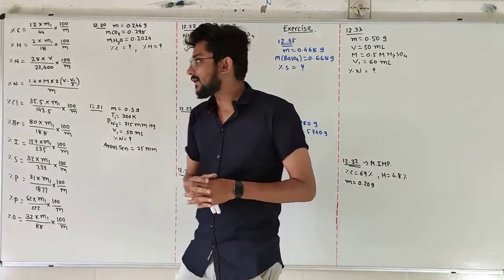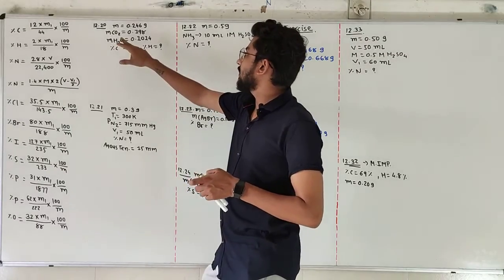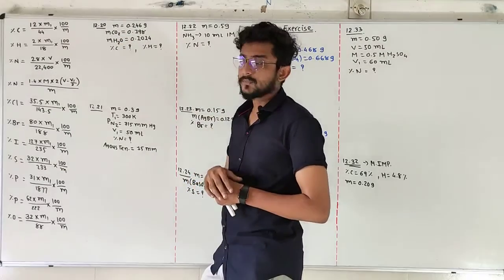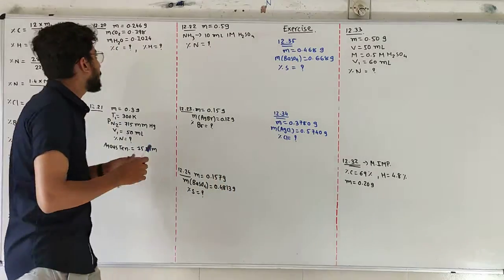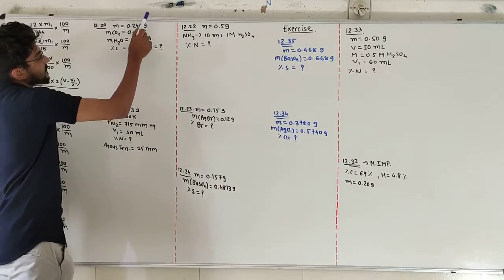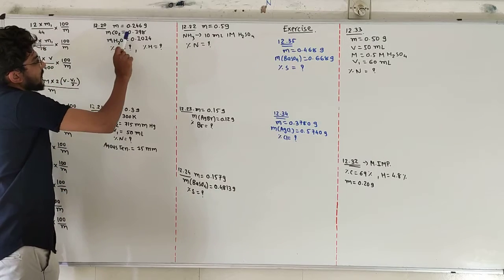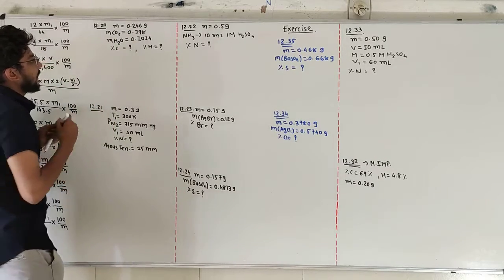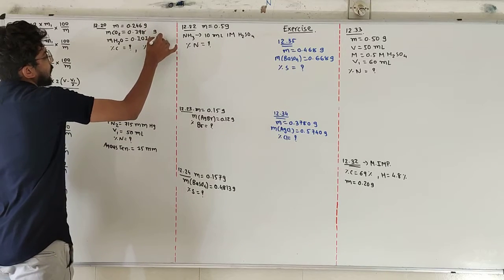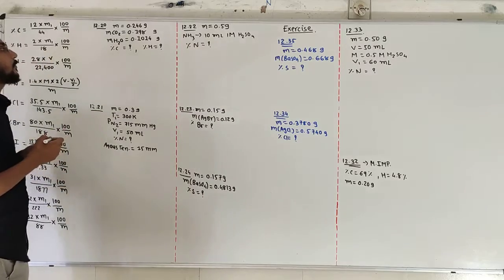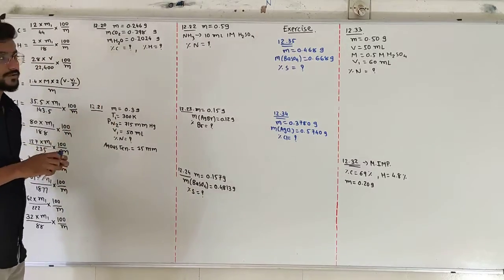Okay, so let's start with our first sum, example number 12.20. In that example we have the weight of our organic compound, 0.246 gram. After that, the weight of CO2 is 0.198 gram and the weight of H2O is 0.1014 gram. So we have to find the percentage of carbon and the percentage of hydrogen.